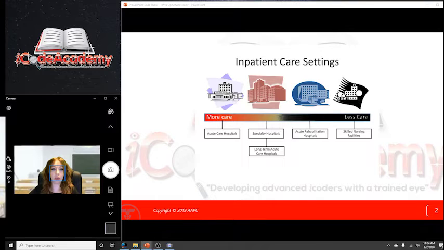Moving on down the line, we also then have specialty hospitals, perhaps a children's hospital or a hospital that specializes in orthopedic procedures, for example. Then we have rehabilitation hospitals, and moving on down the line to ones that require the least amount of oversight for the patient, but still qualify as inpatient care, is going to really be like your skilled nursing facilities. These are just a couple examples of inpatient settings, and by no means is it an all-encompassing, one and done kind of list.